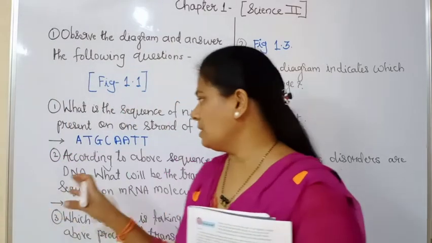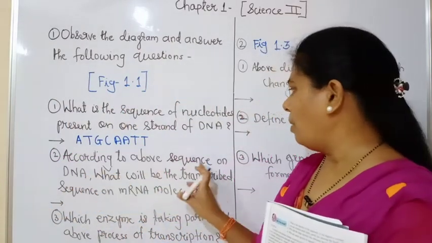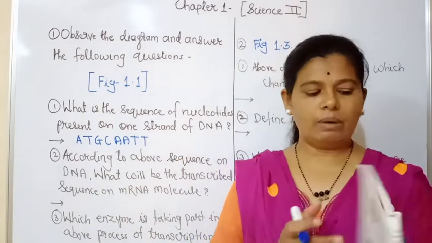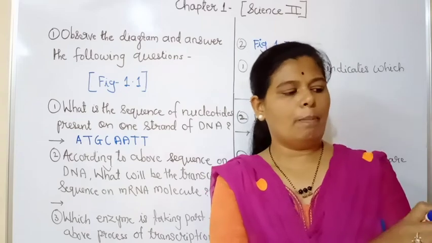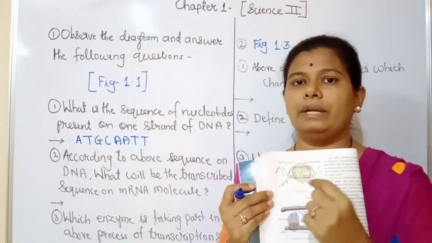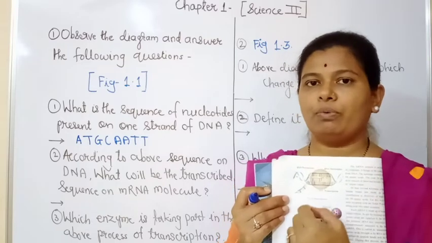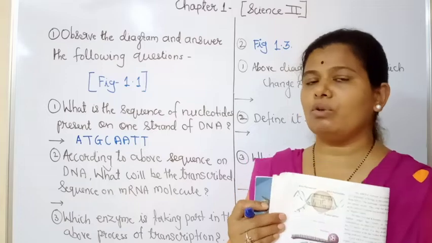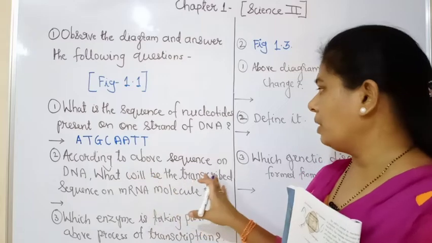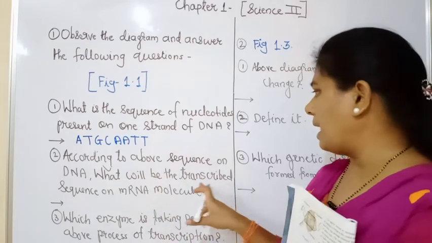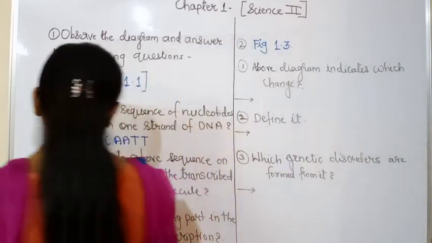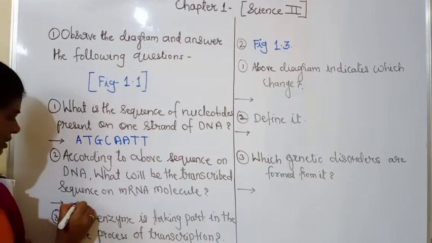Now we'll see the second question, that is according to above sequence on DNA. Above sequence means in the diagram which is given. If you see properly, in the diagram they have shown the nucleotides labeled as A, G, T, C, U. Such type of labeling you are able to see. You have to study those nucleotides and answer the questions. So according to the given sequence in the diagram, what will be the transcript sequence of the mRNA molecule? You have to tell the transcript sequence on RNA.